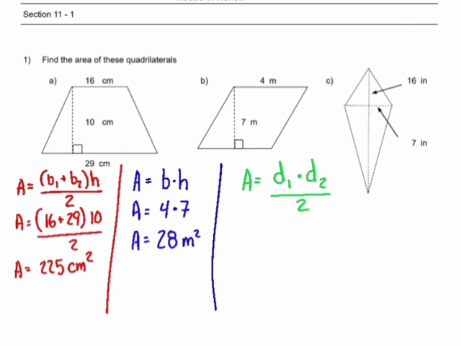The area is diagonal 1 times diagonal 2 divided by 2. The first diagonal is 16, the second diagonal is 7, so we plug them in. Plug it into our handy dandy calculator and we get 56 inches squared.